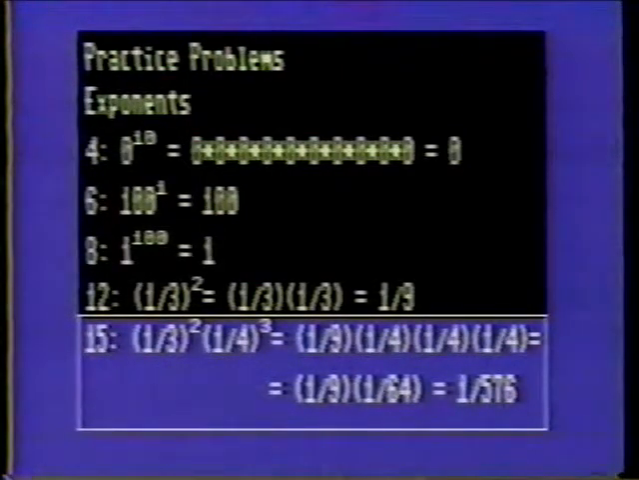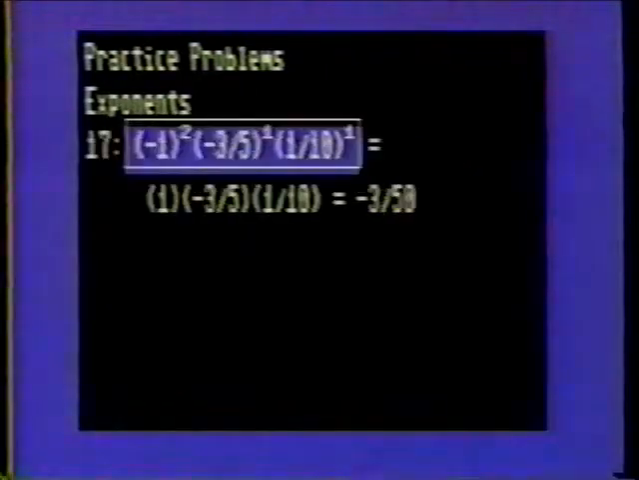Problem 15. 1/3 squared times 1/4 cubed. From the previous problem, we know that 1/3 squared is 1/9. Thus, we have 1/9 times 1/4 times 1/4 times 1/4. To solve this problem, we have to multiply 1 times 1 times 1, which is 1, and 4 times 4 times 4, which is 64. Now we have 1/9 times 1/64, which is 1 divided by 576.